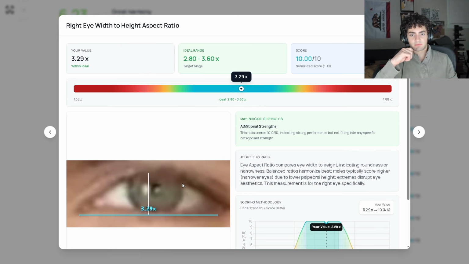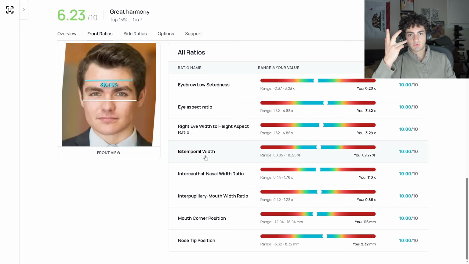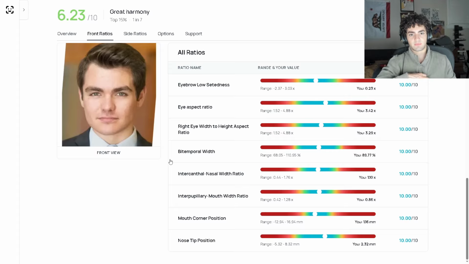Now for his eye aspect ratio, you typically want your eyes to be 2.8 to 3.6 times wider than they are tall, and he has 3.3, which is very, very good. Excellent, actually. Next is going to be bitemporal width, which is measuring the width of your temples in comparison to your cheekbones, and he has 90%, which is perfect in the ideal range, exactly where you want to be.